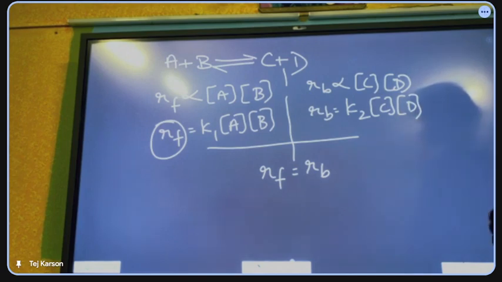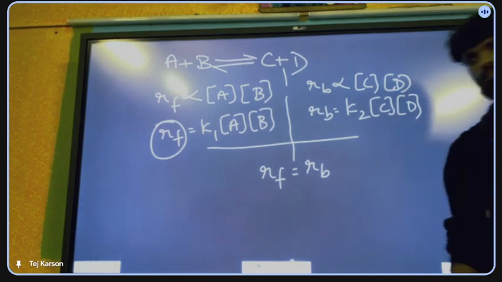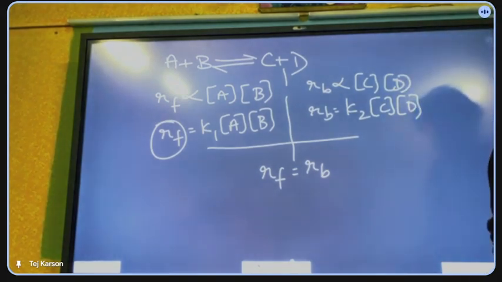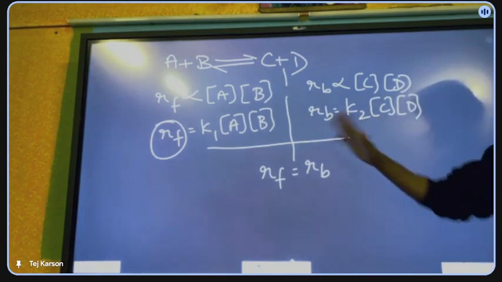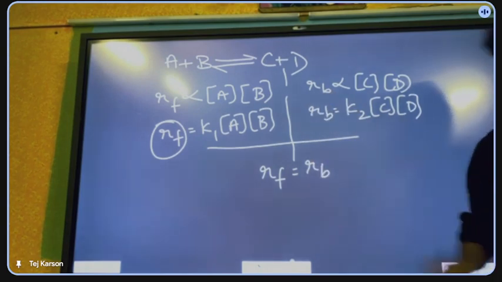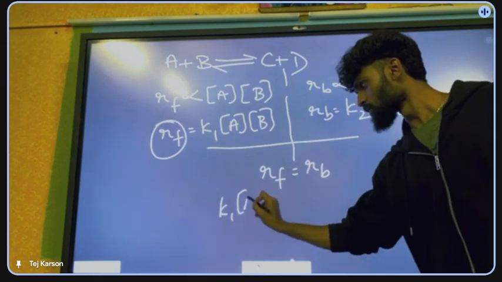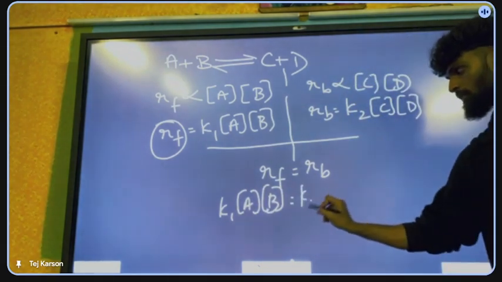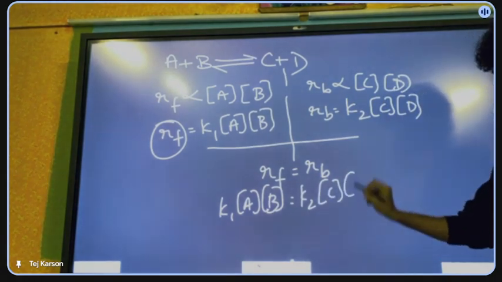Go back to the graph. Read the third point. What does it say? After a time interval, RF will be equal to RB, and that is called what condition? Equilibrium. Now, do we know the answer for RF right now? What is it? K1 concentration of A times concentration of B equals K2 concentration of C concentration of D.